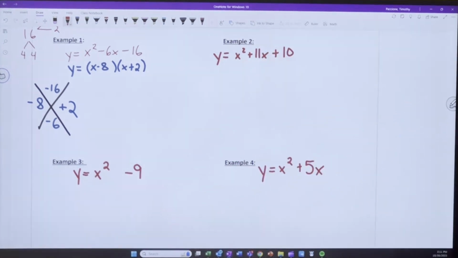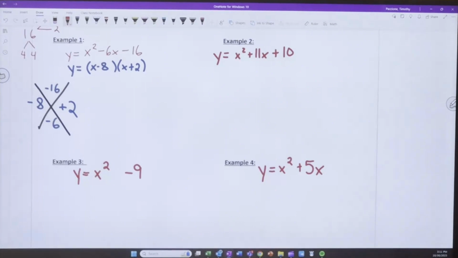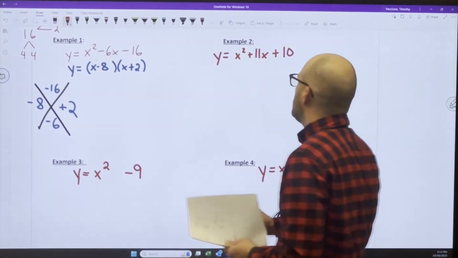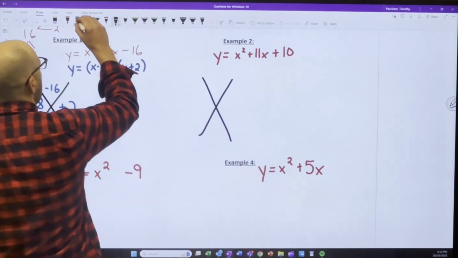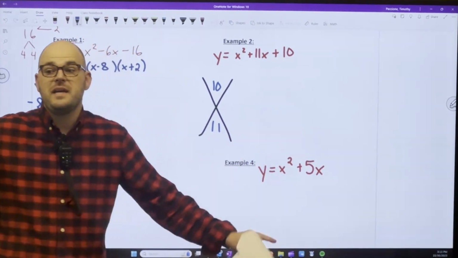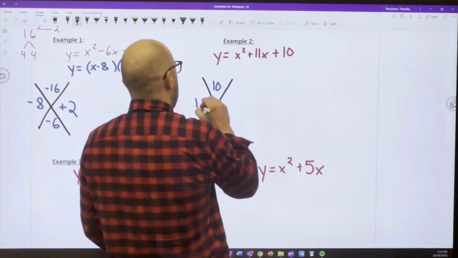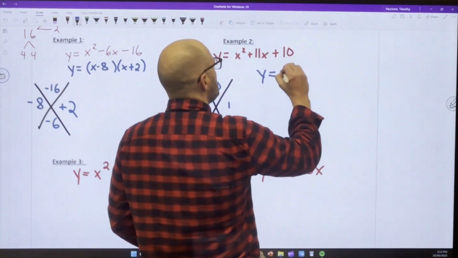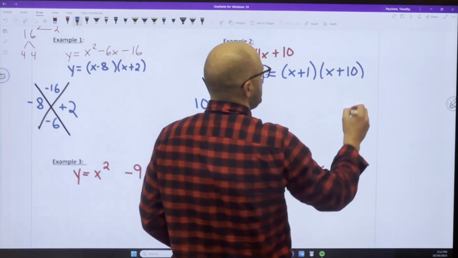All right, so you got 3 more examples there. The second 2 have a little bit of a trick to them, and I gave you a little hint. Okay, so here, I would make a Magic X. What would go on top? 10 will go on the bottom. Two numbers that multiply to give me 10, add to give me 11. 10 and 1. And it's that easy. Y equals x plus 1 and x plus 10. Boom, you have intercept form.